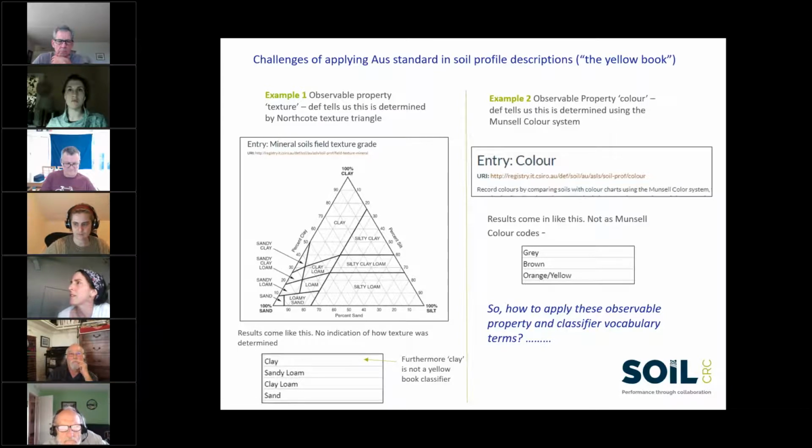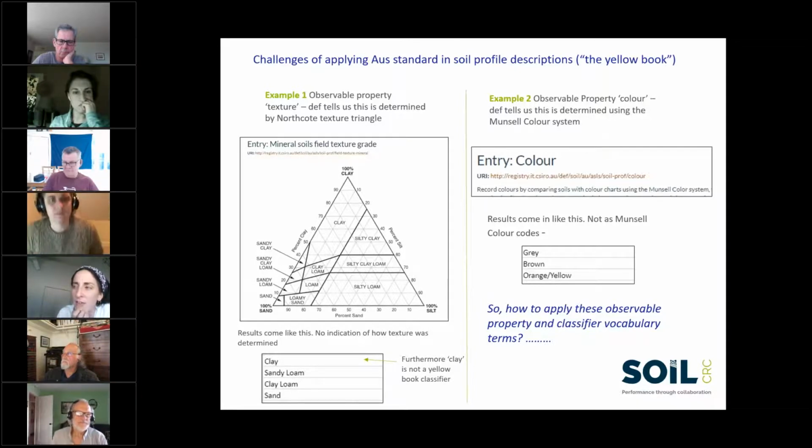Yeah, so applying Australian standards for profile descriptions, the Yellow Book. Oh, this is interesting. We've just started this recently. So the observable property we've gone with is texture. That's in the collection as an observable property in the vocabularies. And then it has a little bit about the method in the description of the observable property. So when we get results in, we can tell just by looking at it that they didn't use a texture triangle. Clay, for example, is not a classifier that comes from using that texture triangle.